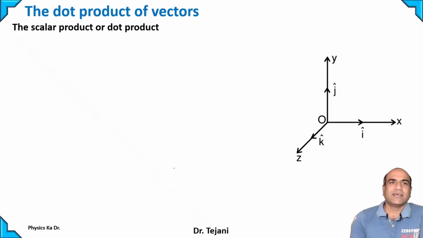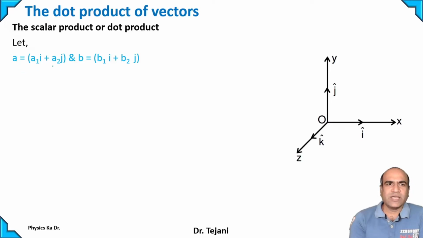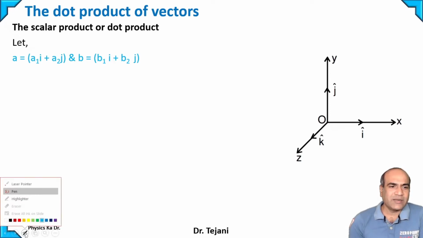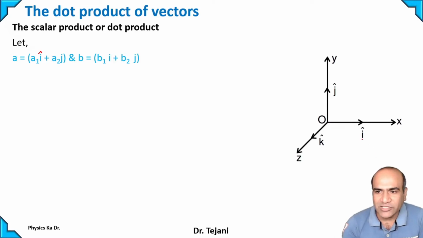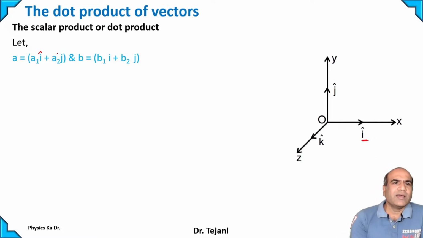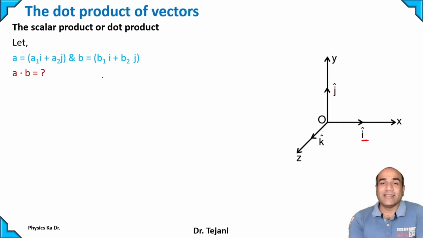Now next is the scalar product or dot product. Suppose vector A has magnitude A1 and I is representing the unit vector along the x direction. A2 is its magnitude and J represents the y direction. And another vector B is B1 I plus B2 J. It is a similar case here. How do we do the dot product? Right. This is our question.